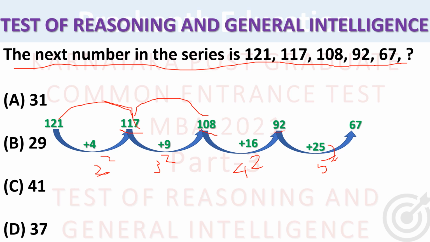Now we need to identify the series. After 5 square, next will be 6 square, so it will be 36. What is that number which I need to add with 36 to get 67? The 6 is here. If I add 1, it will become 7. If I add 3 to this, it will become 6. So the correct answer would be 31. So the correct answer is A, 31.